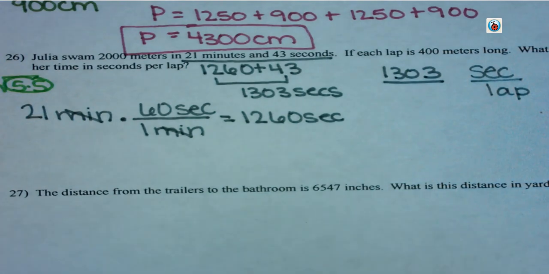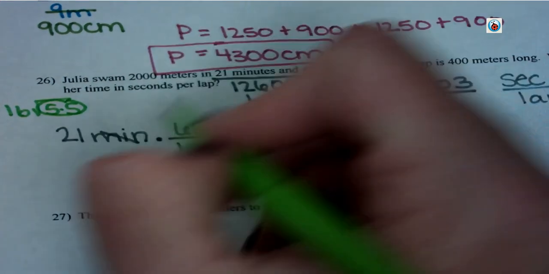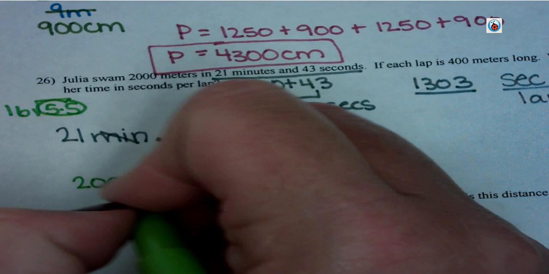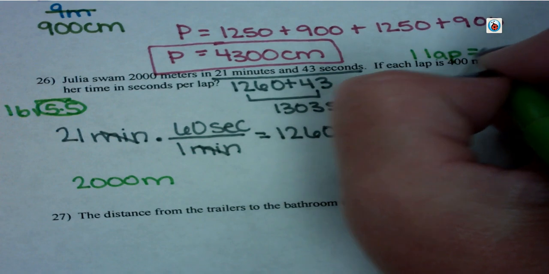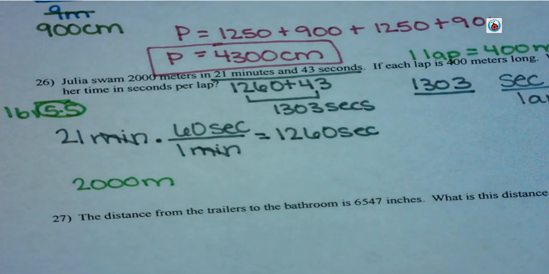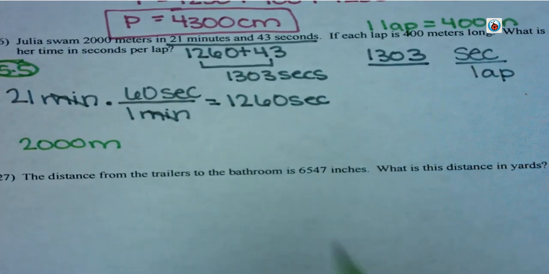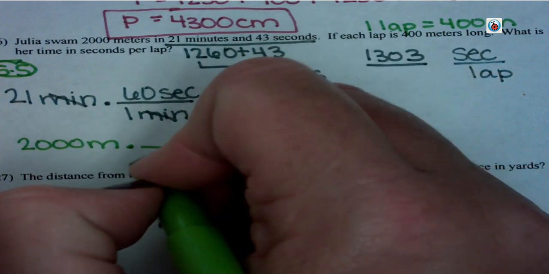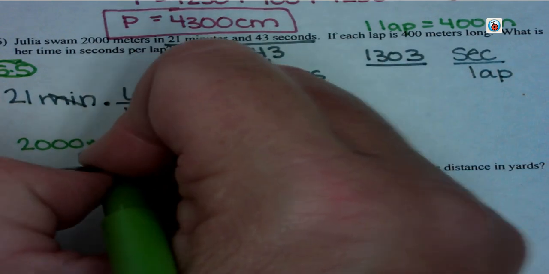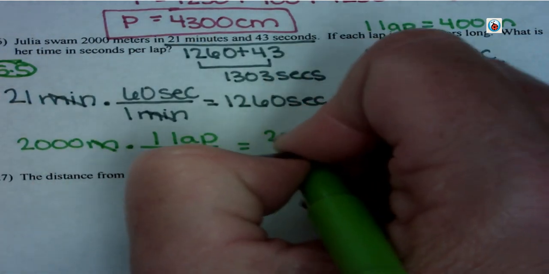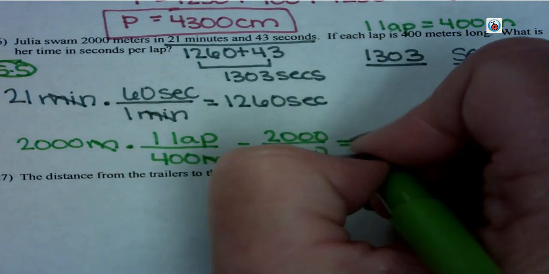Okay, great. That was for 2,000 meters, but I don't want my answer in meters. I want my answer in laps. But right here it says 1 lap equals 400 meters. So I can convert my 2,000 meters into laps. So I'm going to put meters on the bottom. So 400 meters equals 1 lap. I'm going to cancel out. So I have 2,000 divided by 400, and I get 5 laps.